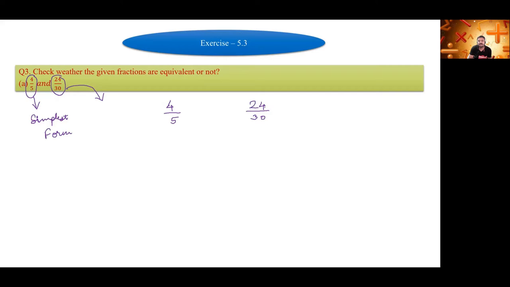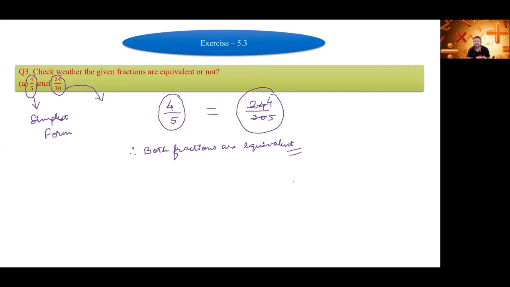Agar main 6 se divide karta hu, to 6 4s and 6 5s. Okay. Now you can see both the fractions are equivalent fractions. 4 by 5 yaha pe bhi aa raha hai, 4 by 5 yaha pe bhi aa raha hai. So what will be the answer? Therefore, both fractions are equivalent. This answer, both fractions are equivalent.